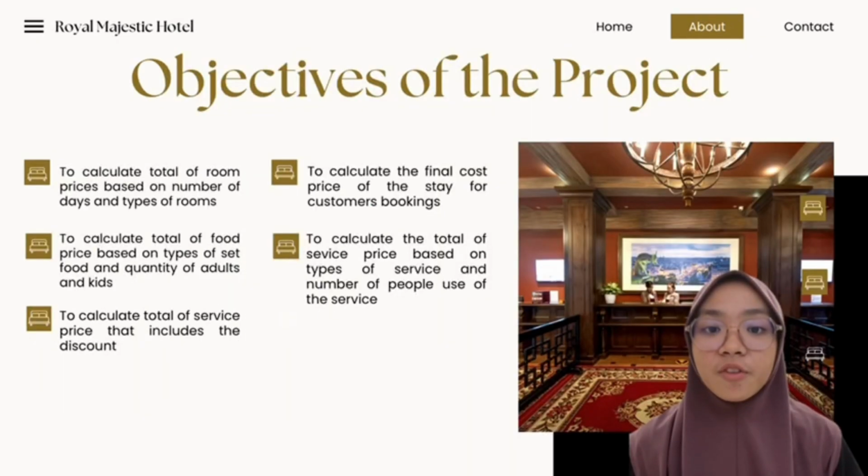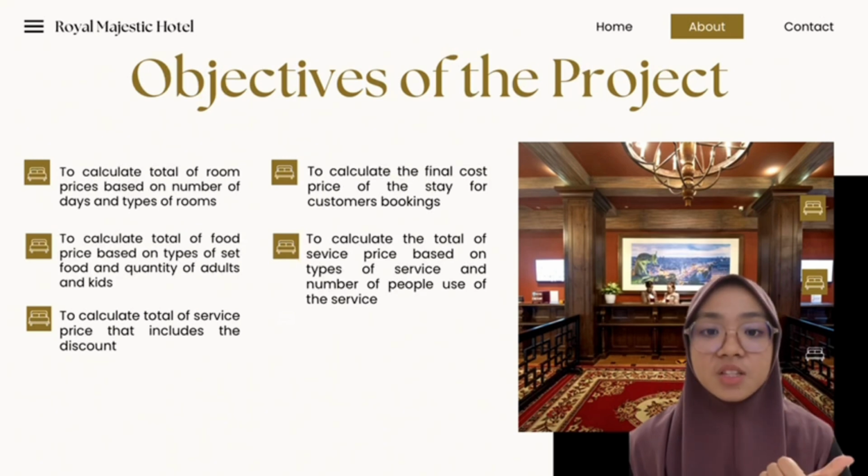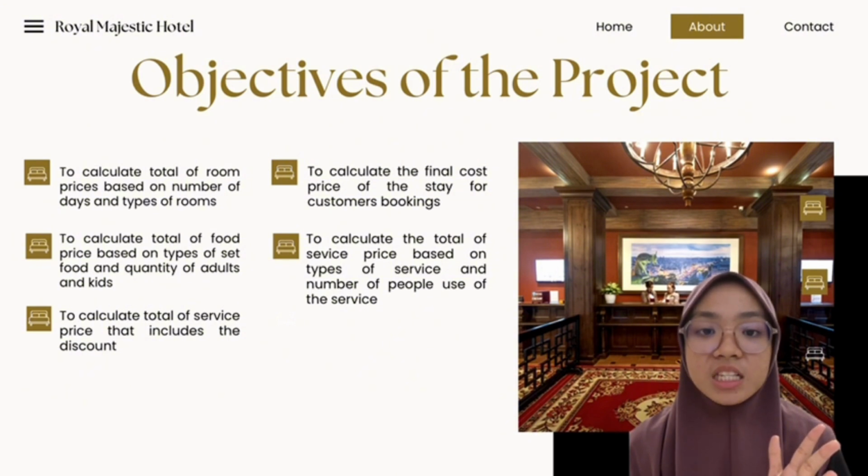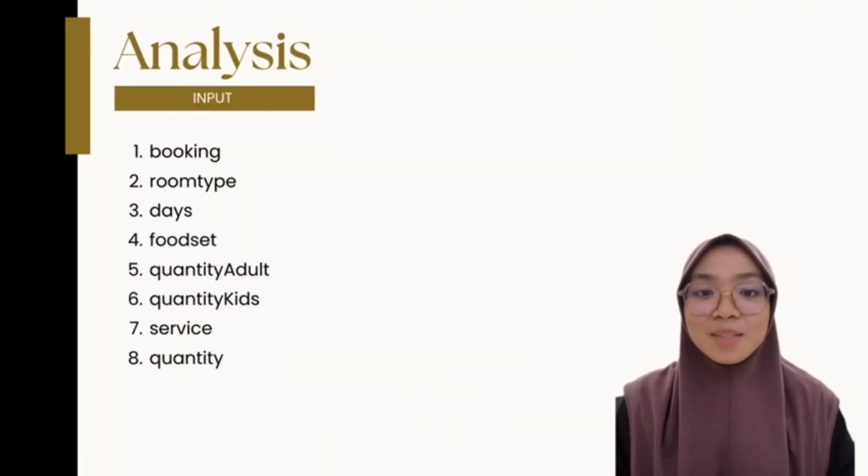Next, moving on to the objectives of our programming project. Our objectives are: first, to calculate the total room price based on number of days and type of room. Second, to calculate the total food price based on type of set food and quantity of adults and kids. Third, to calculate the total service price that includes the discount. Fourth, to calculate the final cost price of the stay for customer bookings. And lastly, fifth, to calculate the total service price based on type of service and number of people using the service. Let's move to the analysis.